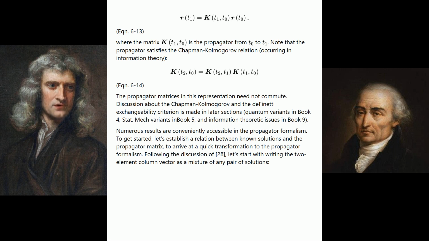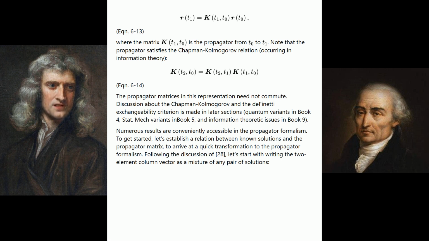Note that the propagator satisfies the Chapman-Kolmogorov relation, occurring in information theory. See equation 6-14. The propagator matrices in this representation need not commute. Discussion about the Chapman-Kolmogorov and the de Finetti exchangeability criterion is made in later sections: quantum variance in Book 4, stat-mech variance in Book 5, and information theoretic issues in Book 9. Numerous results are conveniently accessible in the propagator formalism.